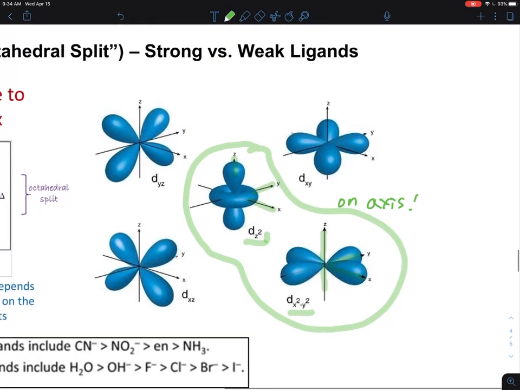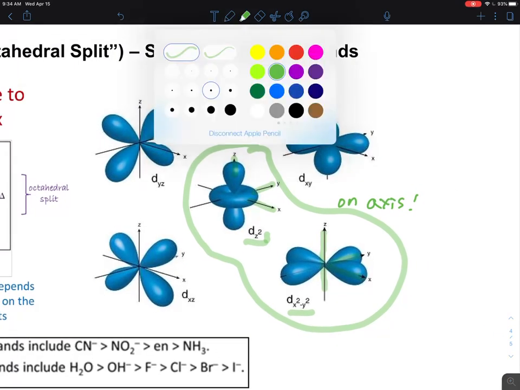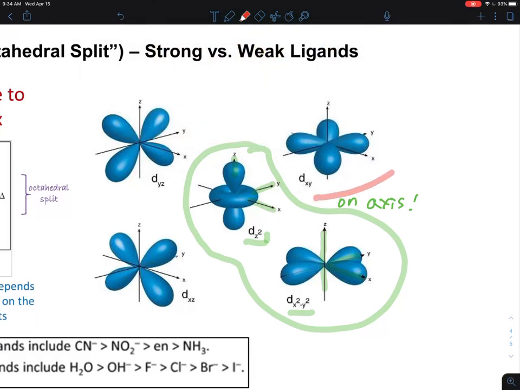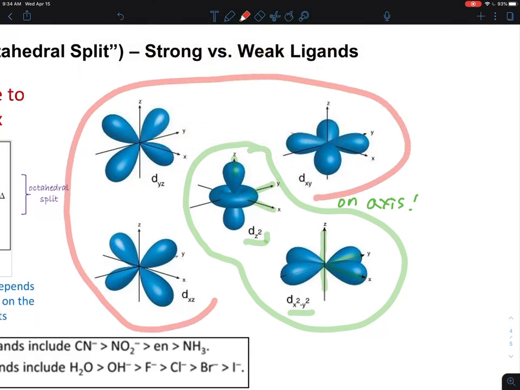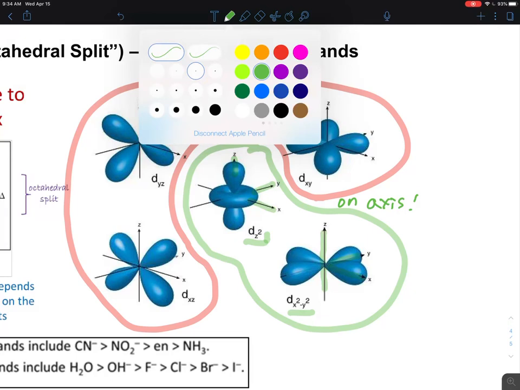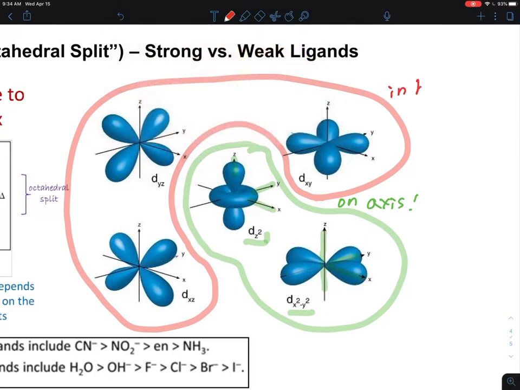And then if you look at the other ones, I'm going to put in a different color. So these three, they are in between, right? I don't know how to call it, so I would just call it in between. As the name suggests, dxy, dyz, dxz. If you look at that, they are essentially in between the axes, right? And this is easier to see for you too.